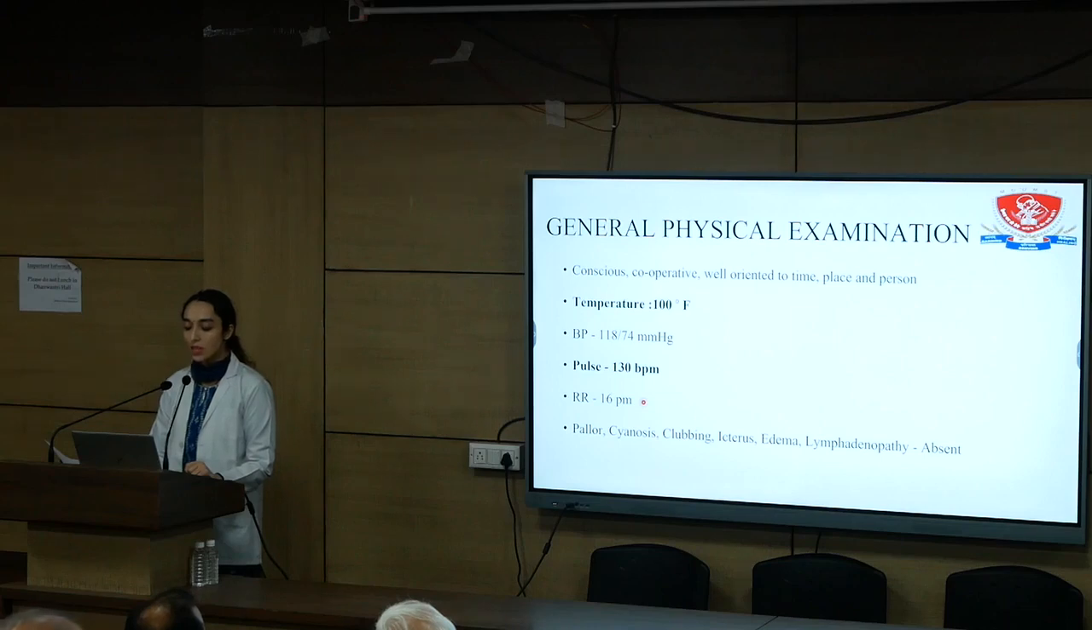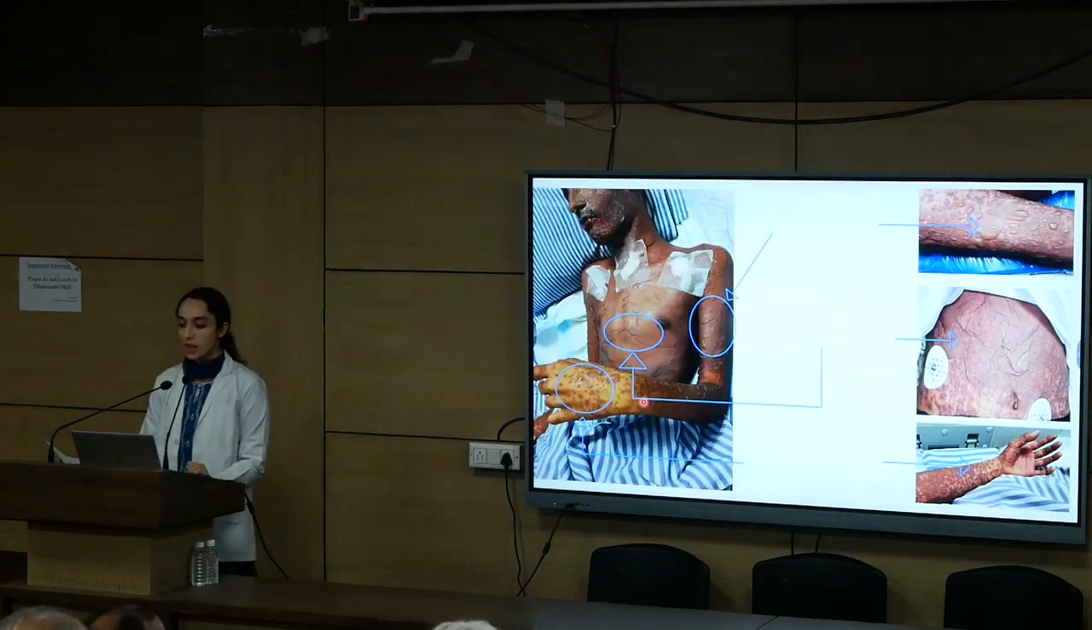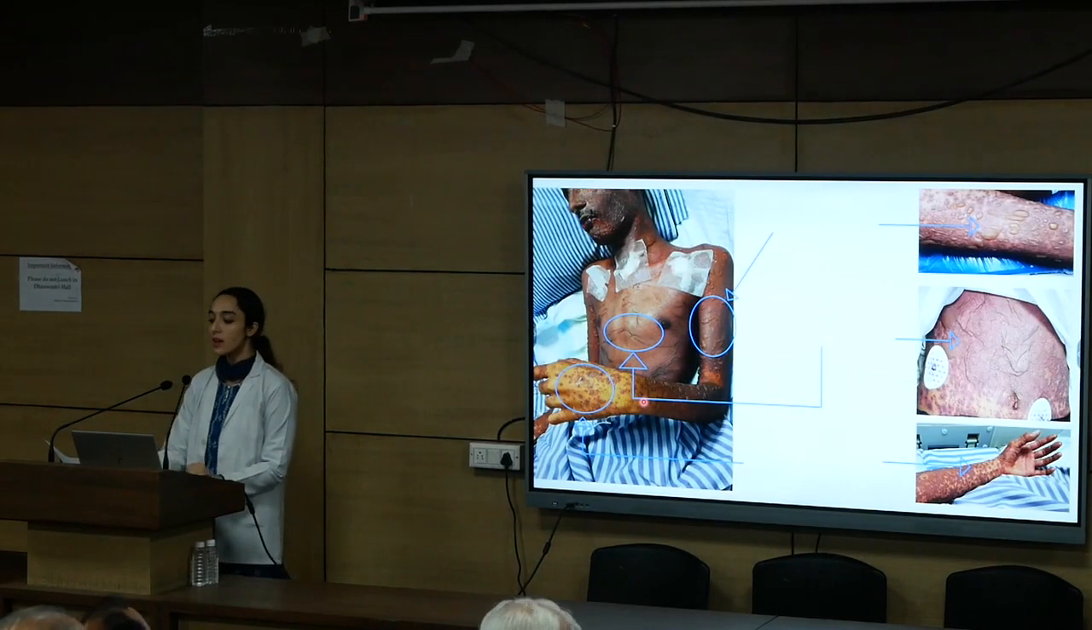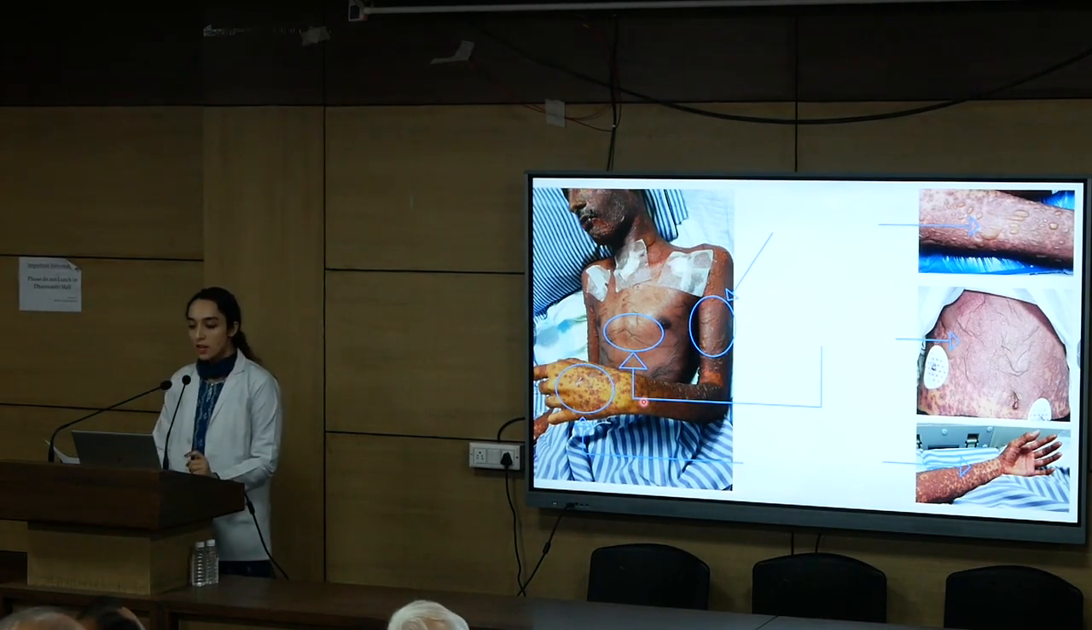On physical examination, the patient was conscious, well oriented to time, place, person, but was febrile and had tachycardia. The systemic examination of the patient revealed no abnormality. I would now like to ask the audience if they can identify the lesions present in this patient. So here, can anybody be the volunteer?